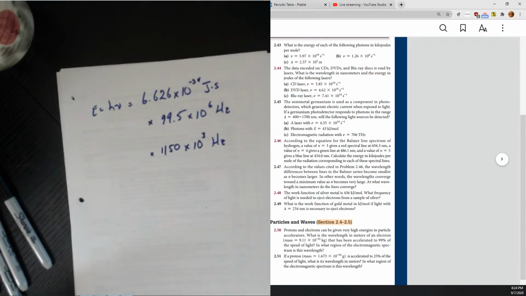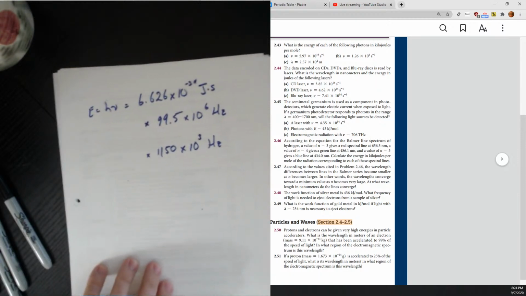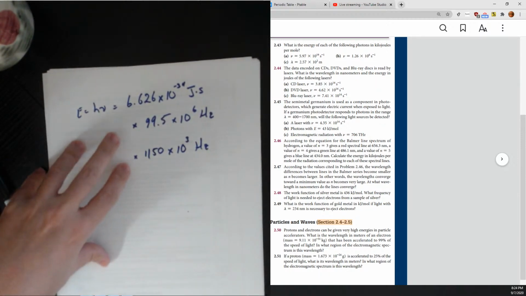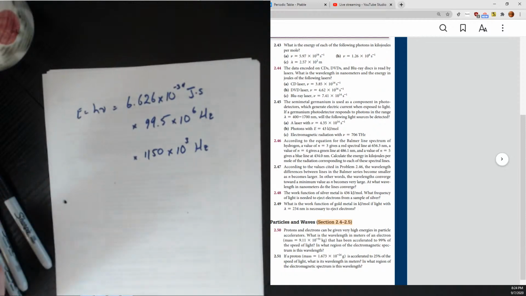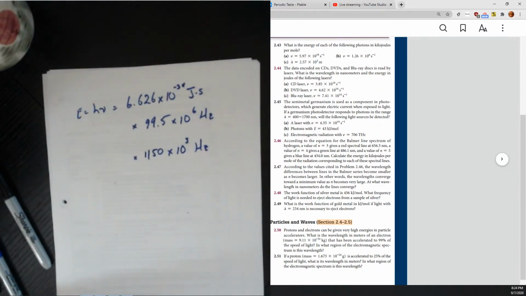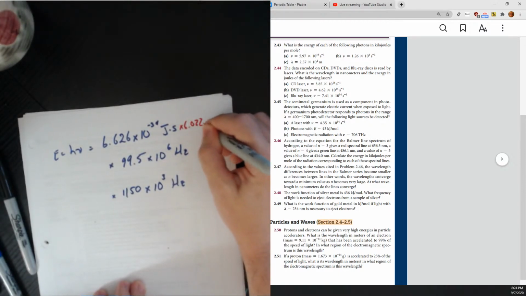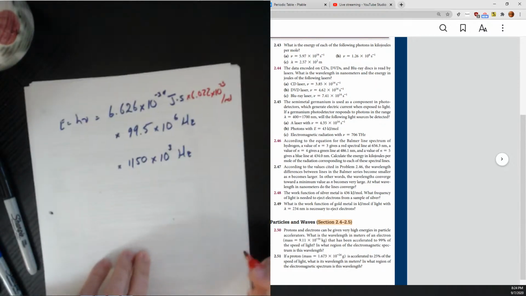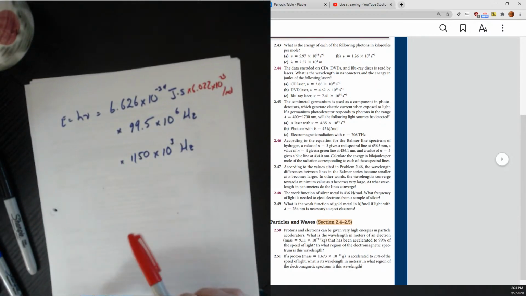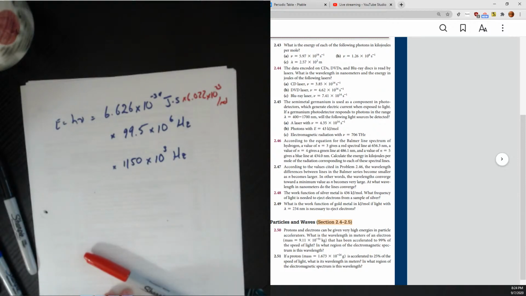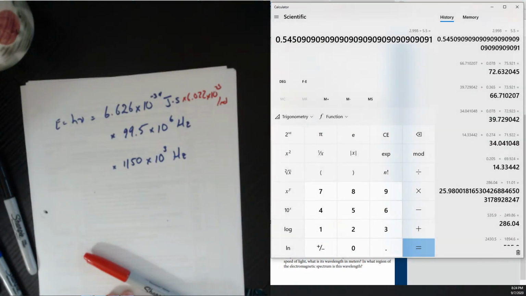Okay, so that is going to complicate things only slightly, because this is the energy of an individual photon. So in order to make it per mole, you multiply it by Avogadro's number, so times 6.022 times 10 to the 23rd per mole. So one of them, 6.626 times 6.022 times 99.5.